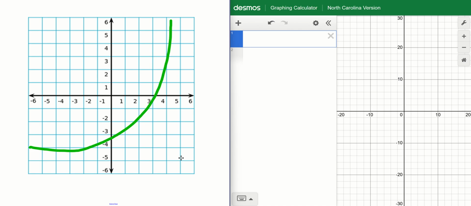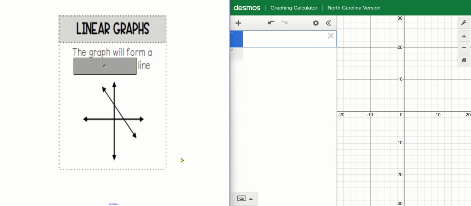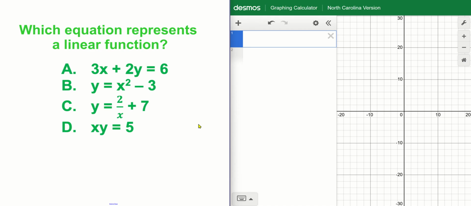Okay. Linear, a straight line, one way or the other. It could be horizontal, vertical, diagonal, anyway, but it's going to be straight. Everybody clear on that? Linear functions or linear graphs make straight lines. A lot of times, what we'll see is things like linear function or is nonlinear.